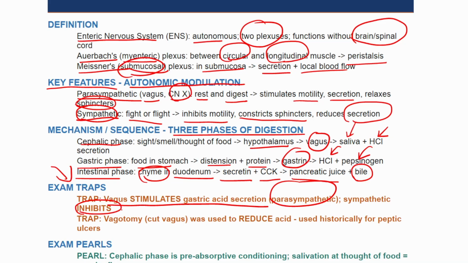Watch out for clinical questions describing historical surgical procedures or hyperacidity. The trap highlights that a vagotomy, which involves cutting the vagus nerve, was used historically to reduce acid production for managing severe peptic ulcers, demonstrating the direct reliance of parietal cells on vagal parasympathetic input.